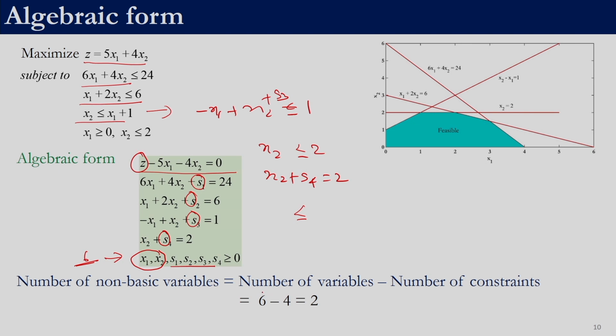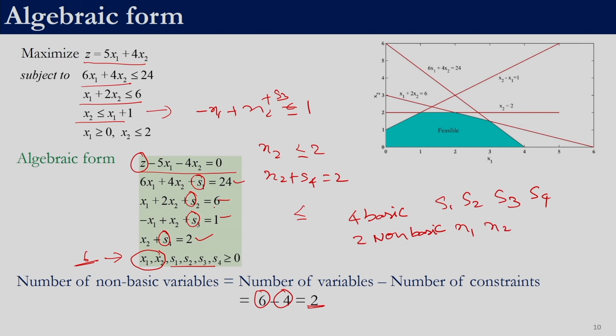So the number of variables is 6 and the number of linear equalities which we have is 4: 1, 2, 3 and 4. So 6 minus 4 is equal to 2. So we have 4 basic variables and 2 non-basic variables. The 4 basic variables are S1, S2, S3 and S4. The 2 non-basic variables are x1 and x2.